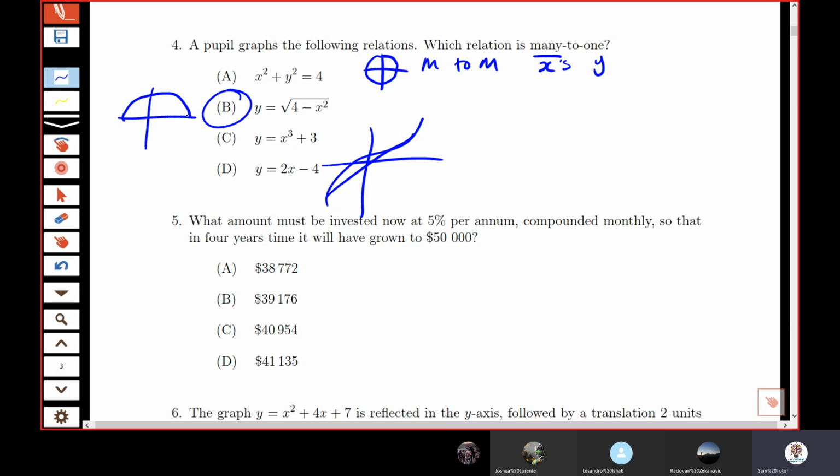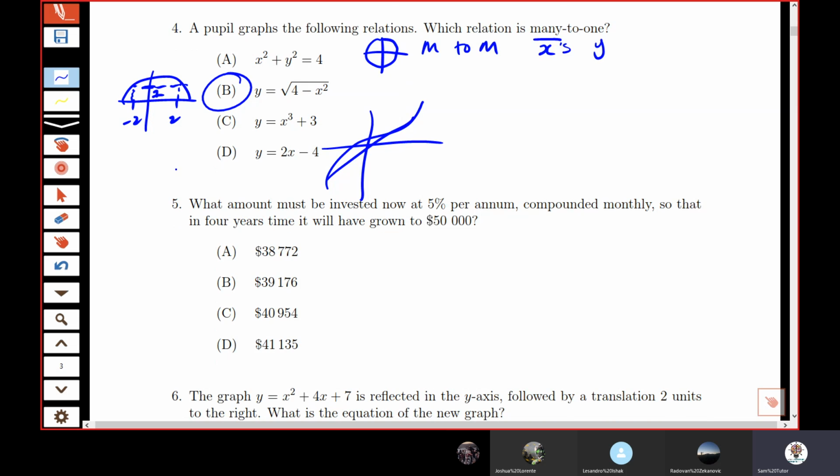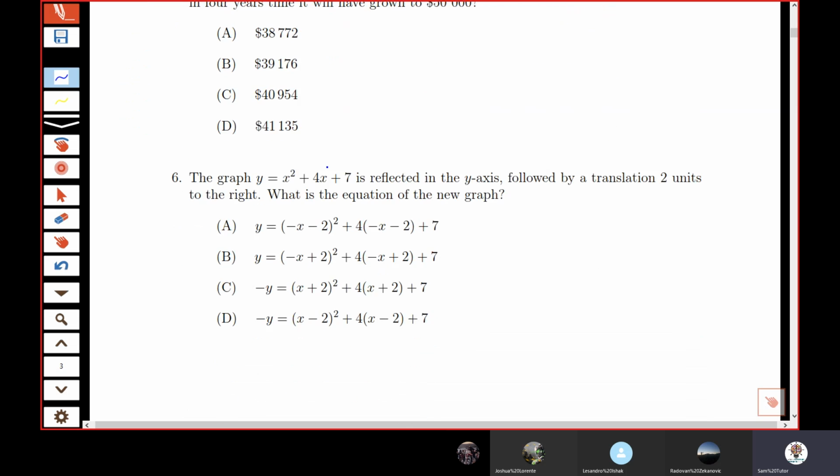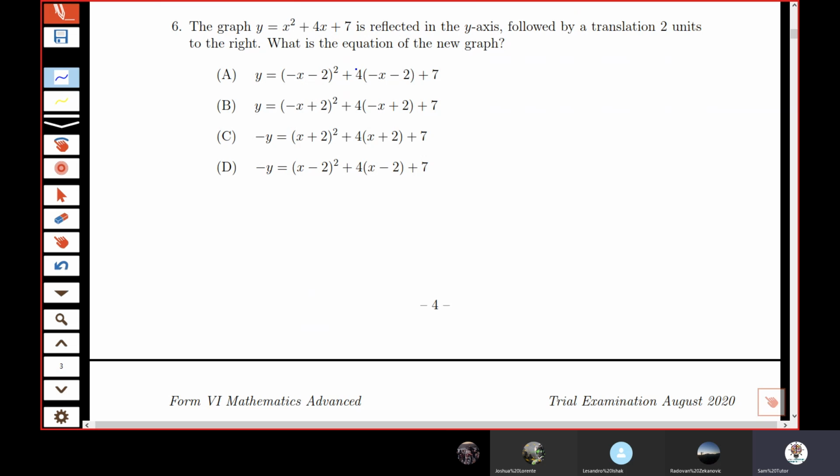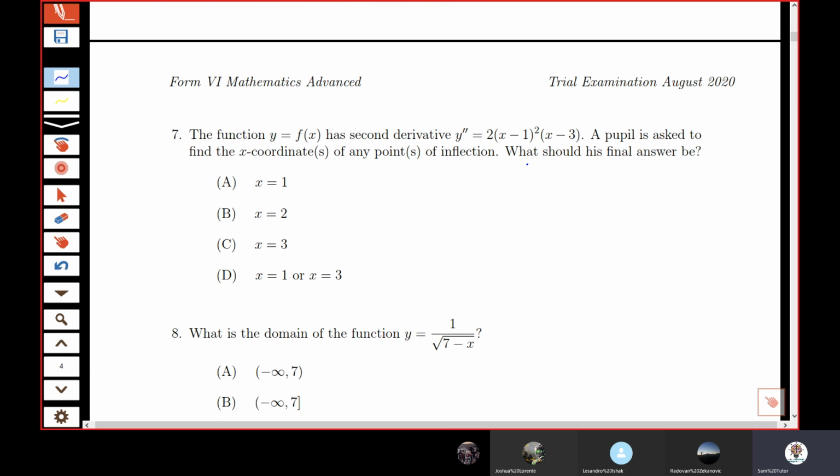Semicircle, this way, is many x's to the 1 y value. Let's call that 1. So 2 different x's for the 1 y value. Make sense? Many to 1. Come on, you've got to learn that. If that's your weakness, just go back quickly. 1 to 1, many to many, smash it out. Easy. 5 is not for us. 6 is for next year.